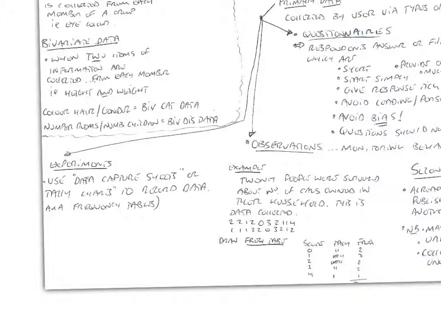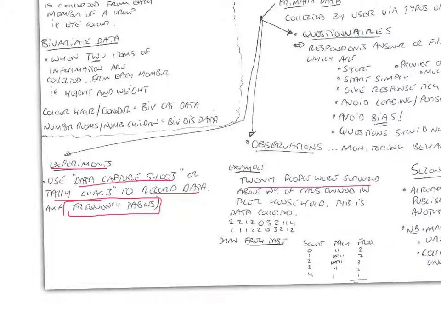The third method of collecting primary data is via experiments, okay, where people carrying out the experiment use data capture sheets or tally charts, which we met in first year, to record data. So these data capture sheets are otherwise known as frequency tables. Okay, and here's an example here.